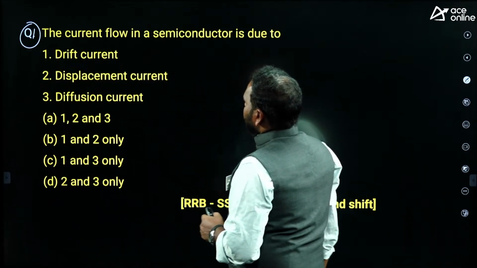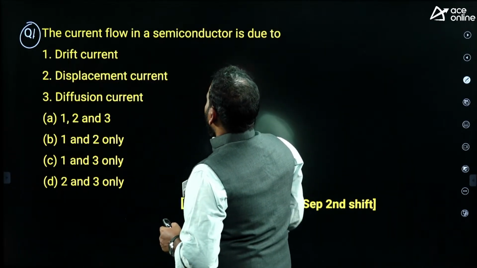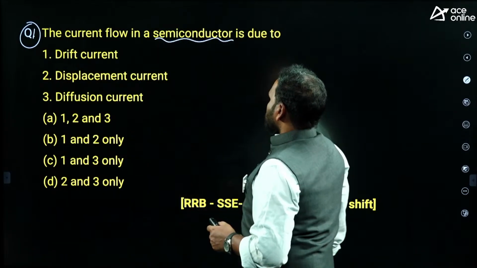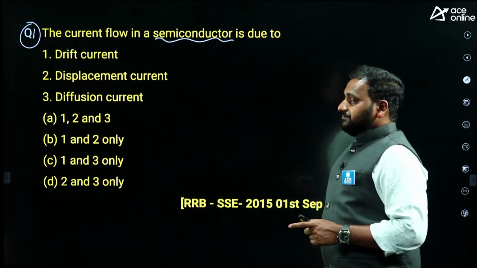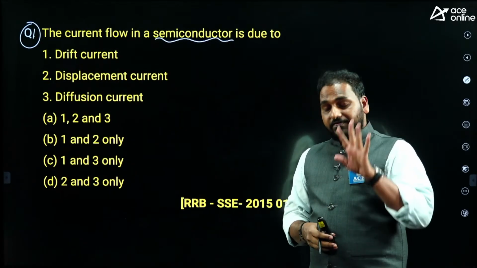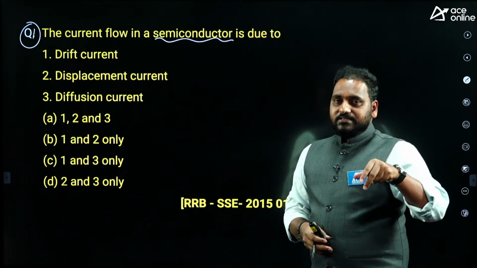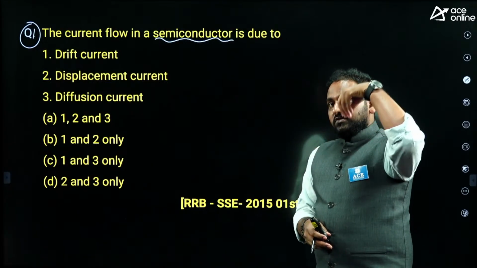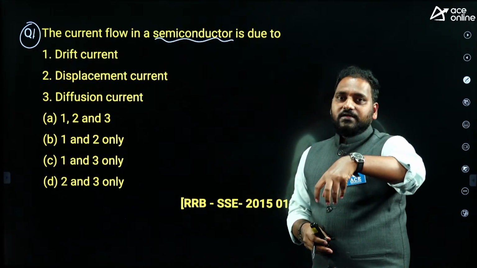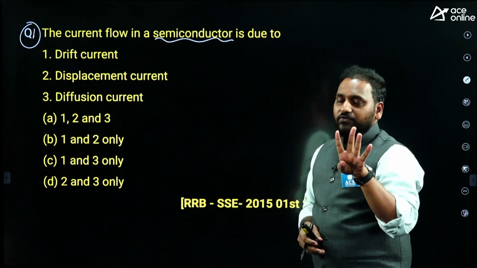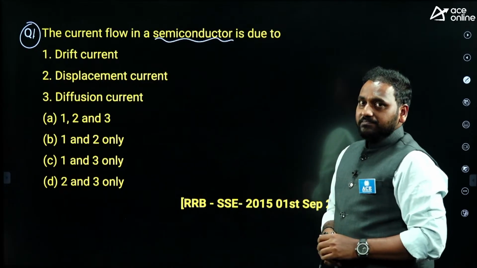Current flow in a semiconductor is due to, a very nice question. Semiconductors. Do you remember it? I have given 4 different questions under the same topic. Drift current exists in, diffusion current exists in, 2 questions. Next, in conductors, what type of current exists? In semiconductors, what type of current exists? Like that I have given 4 questions, and this is one of the questions.